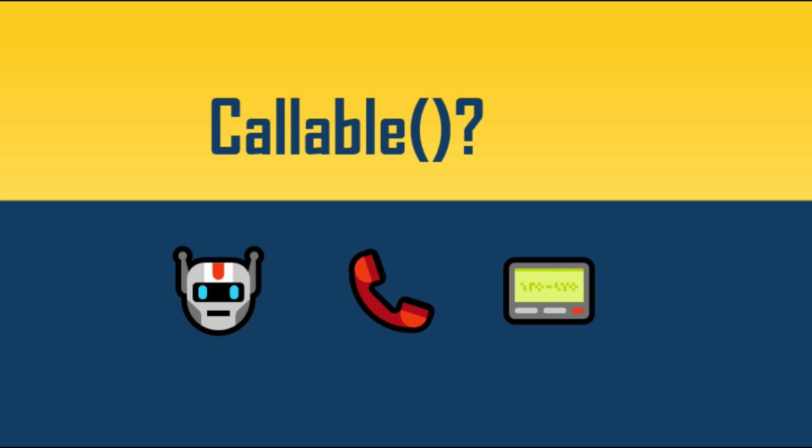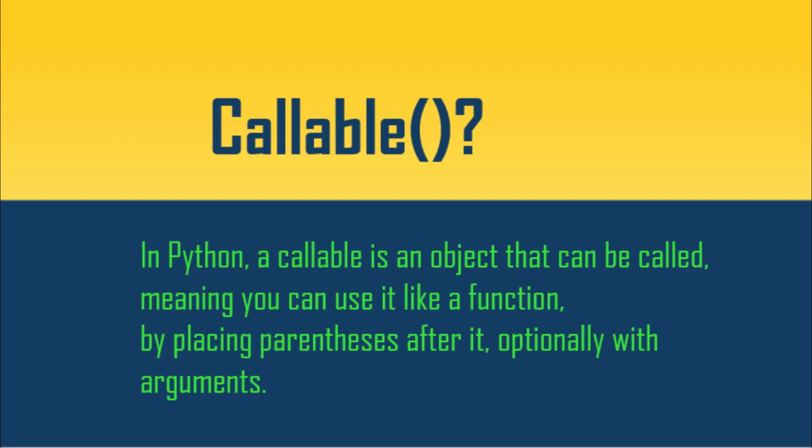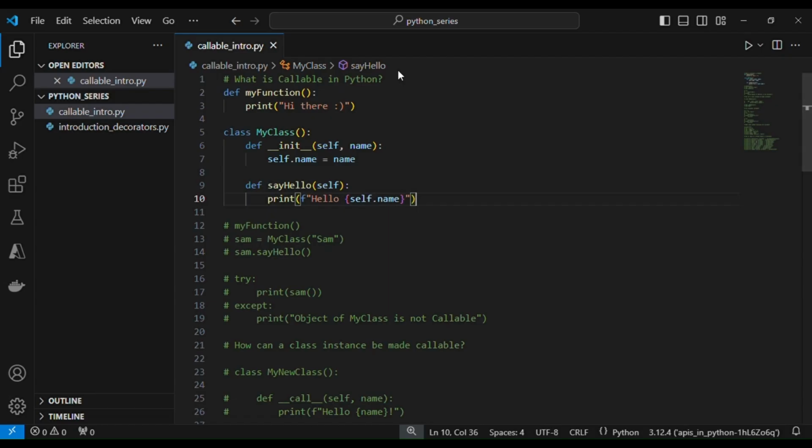Today we will be learning about callable in Python. Basically, any object that can be called, meaning you can use it like a function by placing parentheses after it and optionally sending arguments, is something that is callable.